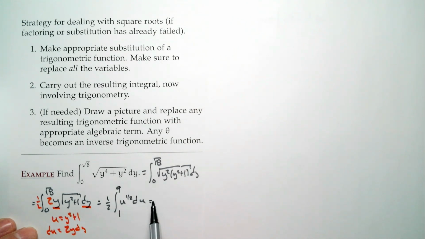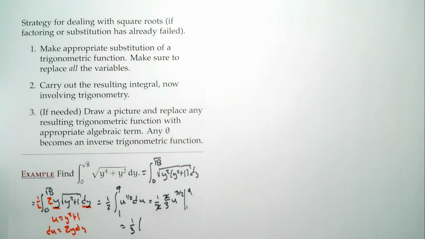And from here, we finish it off. We have the 1/2. Take u. What's our new power? 3/2. Multiply in front by the reciprocal, which is 2/3. The 2's cancel. From 1 to 9. And we end up with 1/3. Then we have 9 to the 3/2.